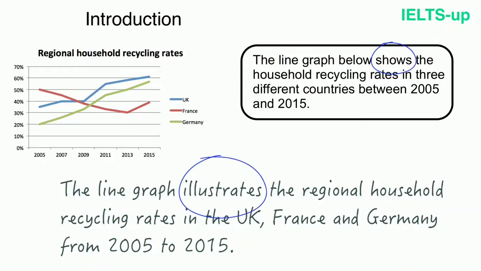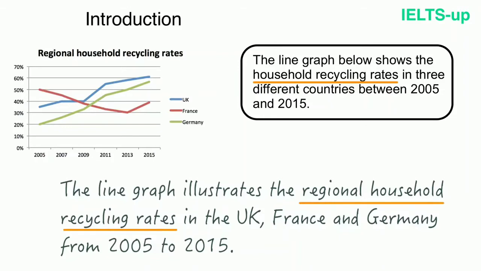And the verb can always be replaced with a synonym. So it's a very good idea to paraphrase the verb. So, instead of shows, you can use illustrates and gives information about. There are also other synonyms, but it's enough to remember these 3 for your introduction. After that, I expanded the phrase household recycling rates into regional household recycling rates according to the graph.